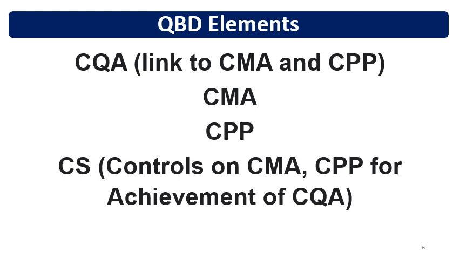So CMA, that is critical material attributes, and critical process parameters are having the impact onto the CQAs. That's why control strategy is required on the CMA and CPP for achieving the CQA. If your CQA is content uniformity, then the material attributes and critical process parameters are required to be controlled. So this is the link between the QBD elements.